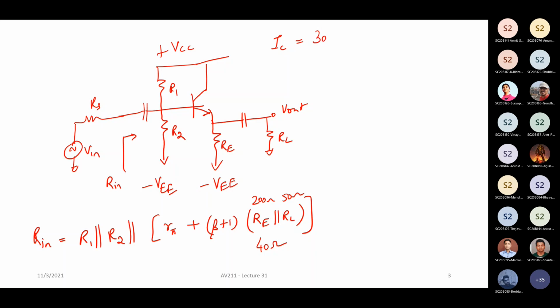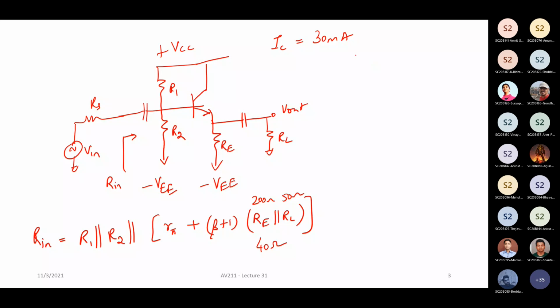IC was what, 30 milliamp I had given? Yes, sir. Now again, the other student who asked about the current. I think I had WhatsApped also that for driver amplifiers and power amplifiers, you use larger currents, because you are driving the resistive load. So this is an emitter follower, which is a driver amplifier, which is why typically it gets biased at higher currents.